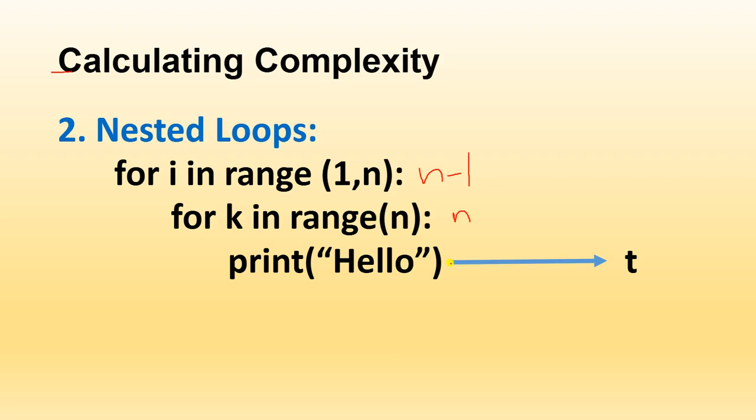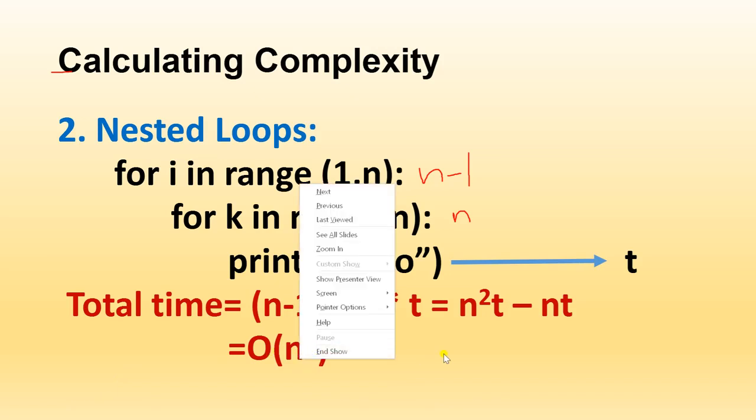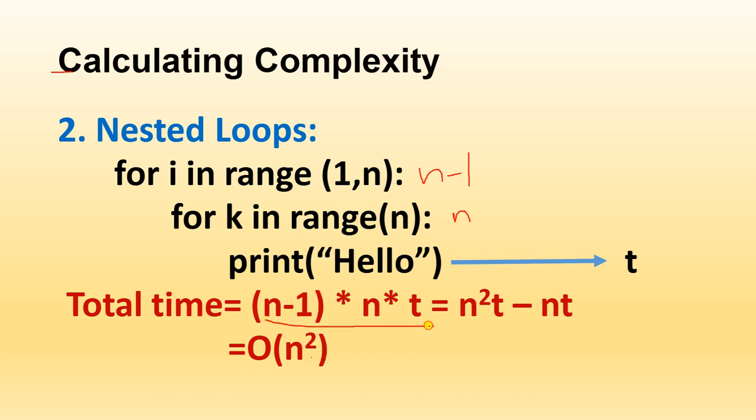All these steps take constant time, say t. This is your constant time. So how will you calculate? First you multiply t into n minus 1 into n. When you calculate this statement, n minus 1 multiplied by n multiplied by t, it will give you n square t minus nt.